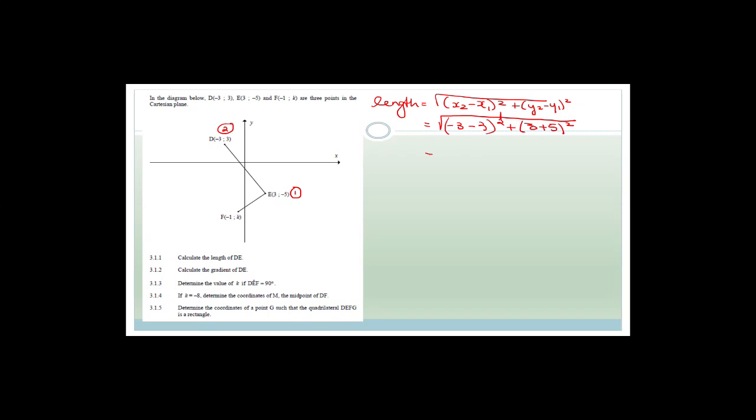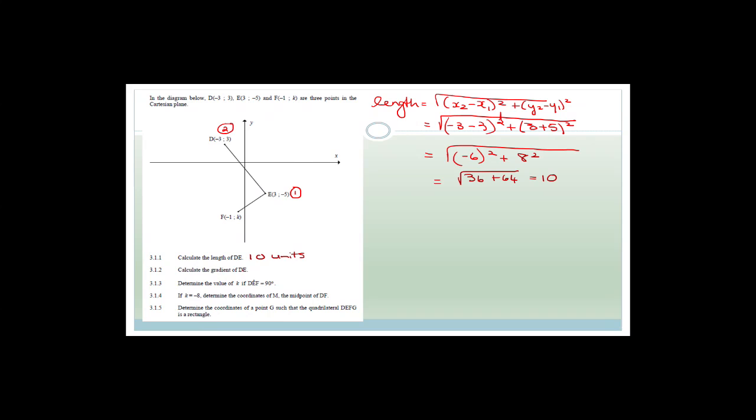3 plus 5 squared, which is the square root of -3 minus -3, which is -6, all squared, plus 3 plus 5 is 8 squared. So 6 squared is 36 plus 64. So it's the square root of 100, which is 10. Okay, so therefore the length of this line is 10. And we don't know what the units are, so we can just say 10 units.